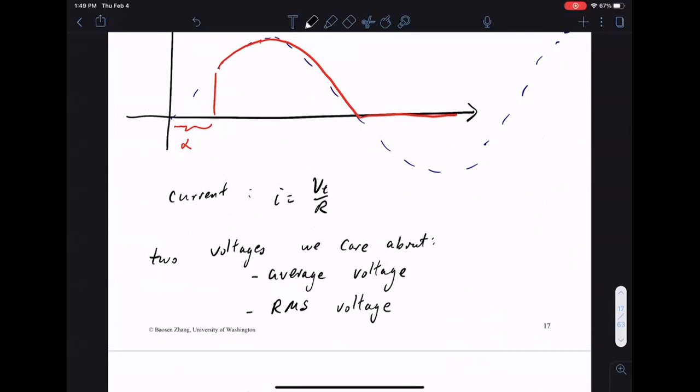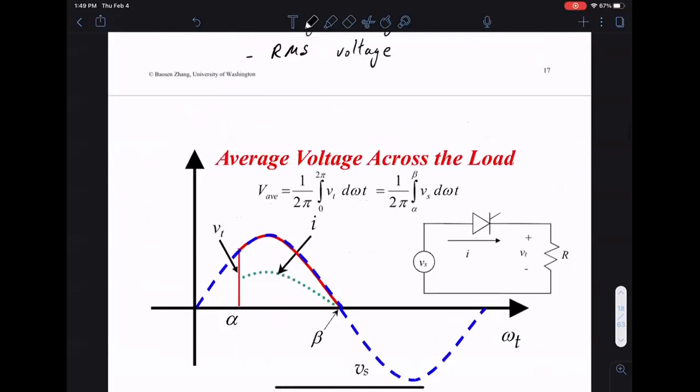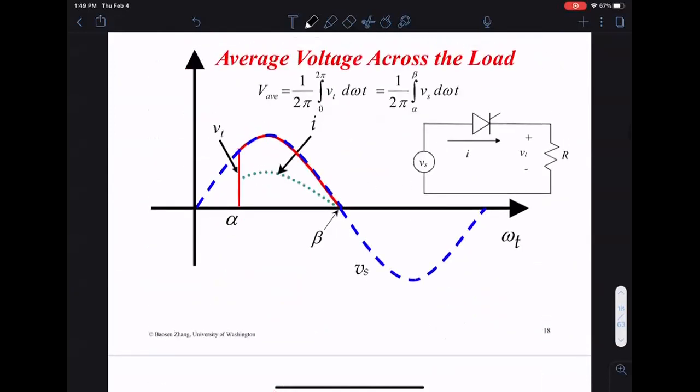So let's compute the average voltage. If you have something that turns on at the triggering angle alpha and turns off at the commutation angle beta, then the average is basically 1 over 2 pi times the integral over one period. That's the average we have.